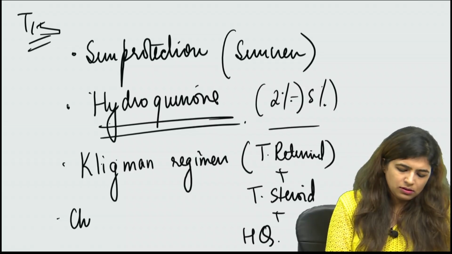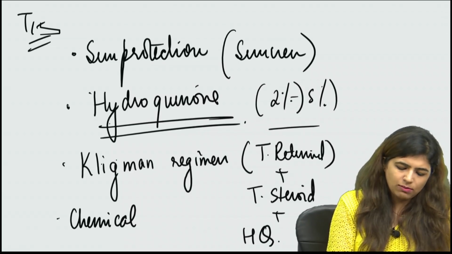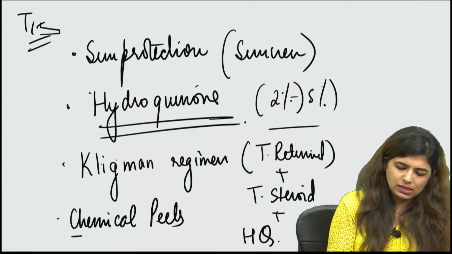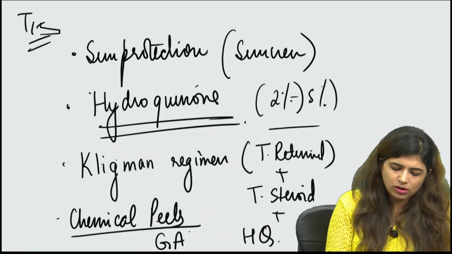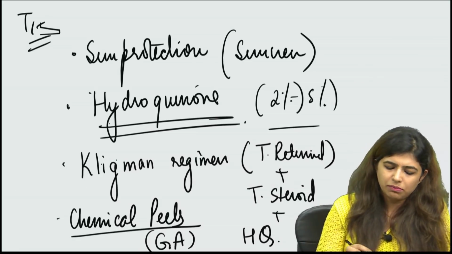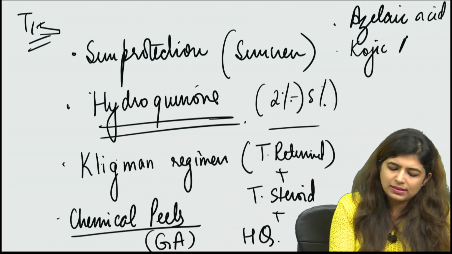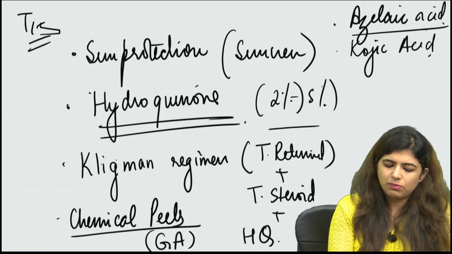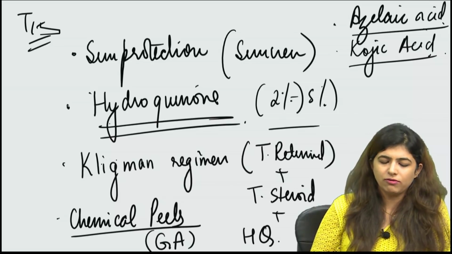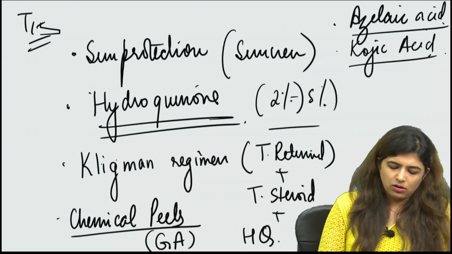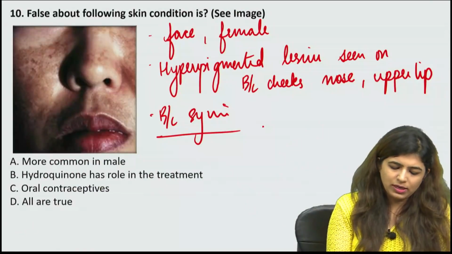Other than this, we also use chemical peels. You have a question on glycolic acid peels. Then some other drugs which you will read in pharma are azelaic acid, kojic acid. These are also depigmenting agents used in the treatment of melasma. All that you need to know is already discussed.